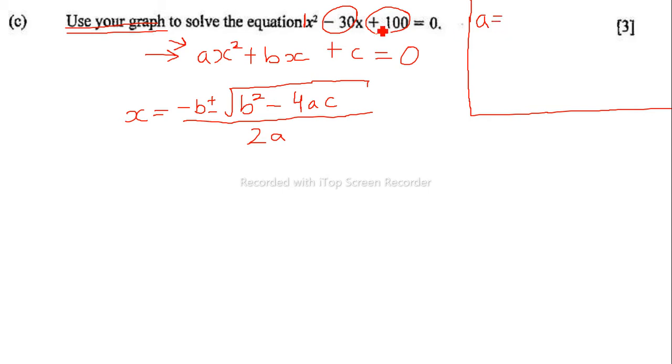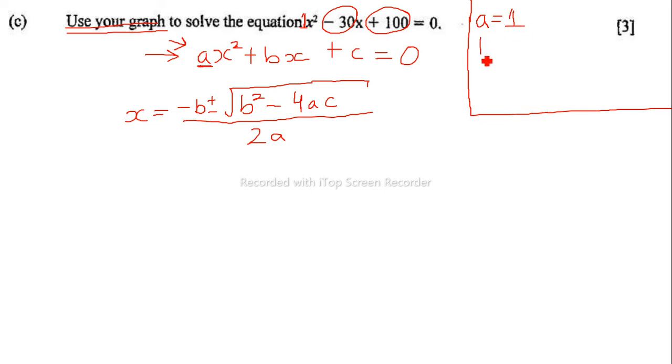The number that's in front of x squared is what? A? It's 1. So 1x squared. So the number in front of x squared is 1. So that means that A is 1.